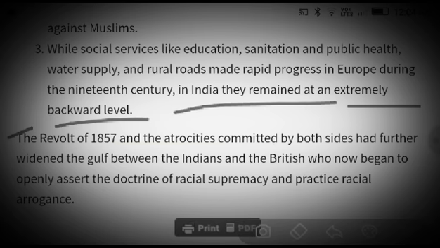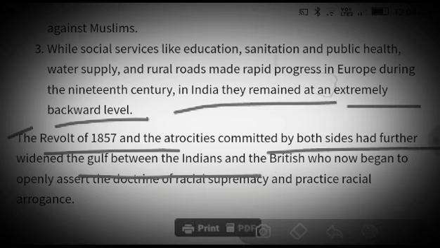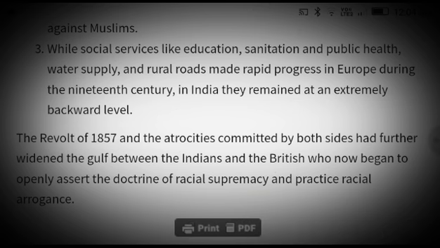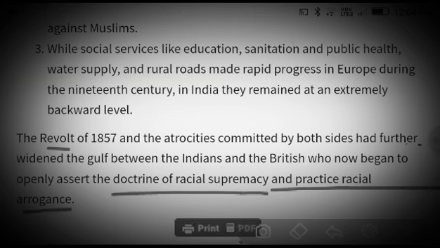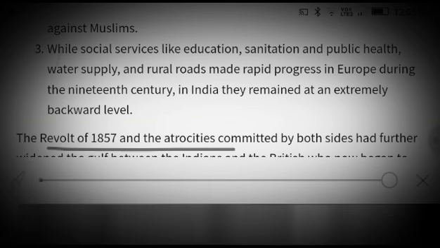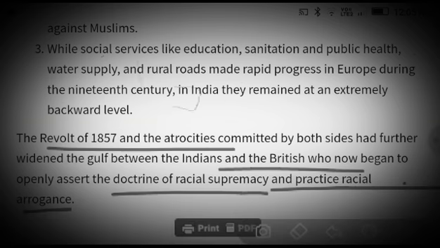The revolt of 1857 and the atrocities committed by both sides had further widened the gulf between the Indians and the British, who now began to openly assert the doctrine of racial supremacy and practice racial arrogance.